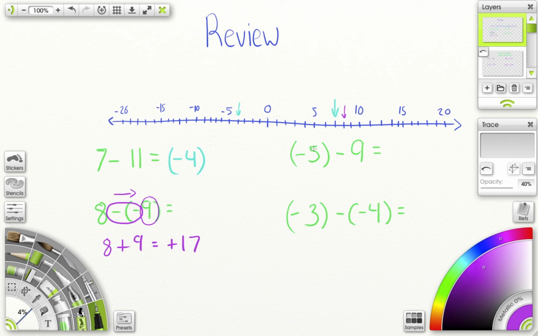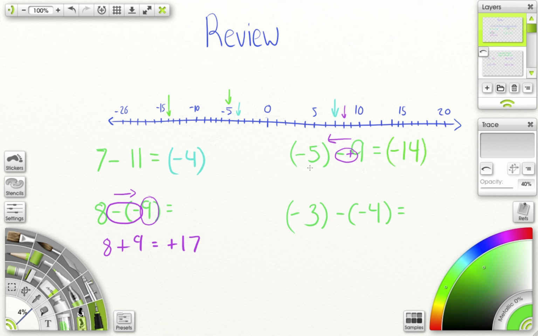All right, now we have negative 5 minus 9. So remember that this is a positive number, opposite symbols. Opposite means we go left. So we start at negative 5 right here, and we are going 9 spaces to the left, which brings us to 1, 2, 3, 4, 5, 6, 7, 8, 9, which brings us to negative 14.